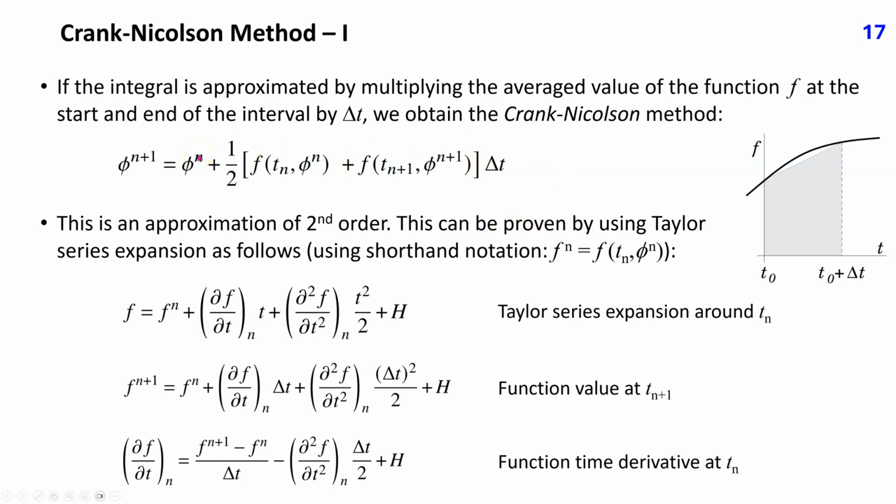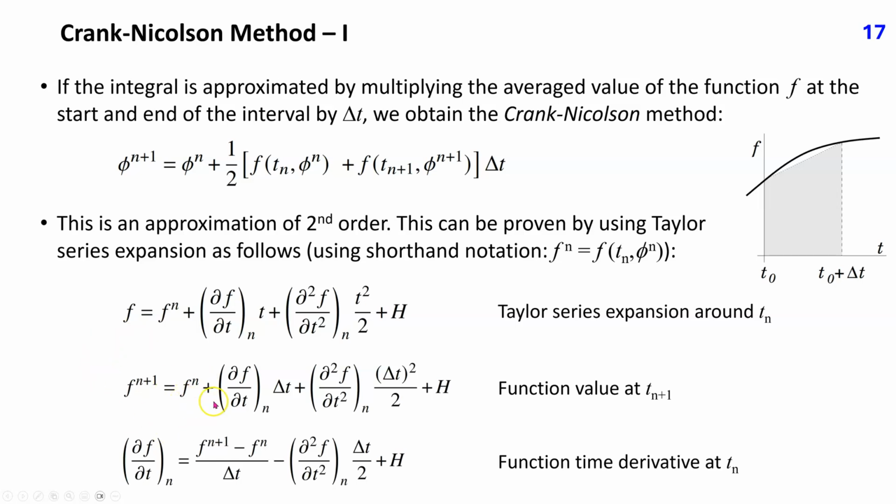This is a second-order approximation of time integral. This can be proven by using the Taylor series expansion as follows, using the shorthand notation Fn is equal to f of Tn and phi n. We first write a Taylor series expansion around the time level Tn, and then use it to express the function value at the new time level.